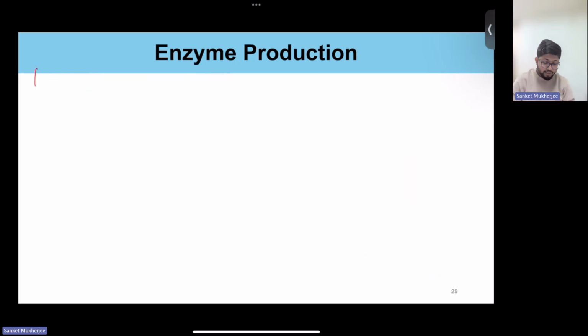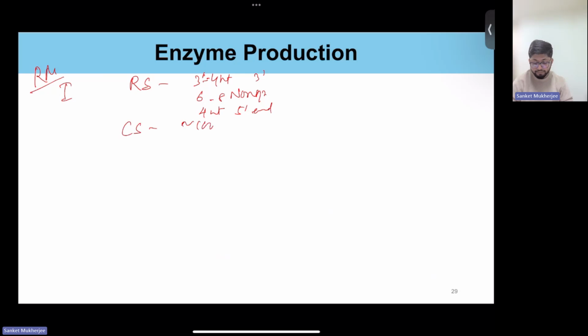So the RM system can be like type 1. Type 1 has a recognition site, which is 3 to 4 nucleotides at the 3' end. Then there are 6 to 8 non-specific nucleotides. And then there are 4 nucleotides at the 5' end. And the cleavage site is 1000 base pairs away. Then there is type 3, which is not usually used for molecular cloning. There is type 2, which is used.